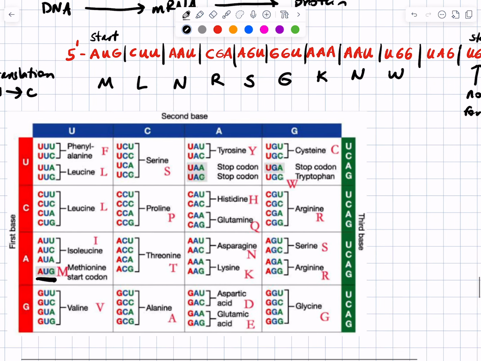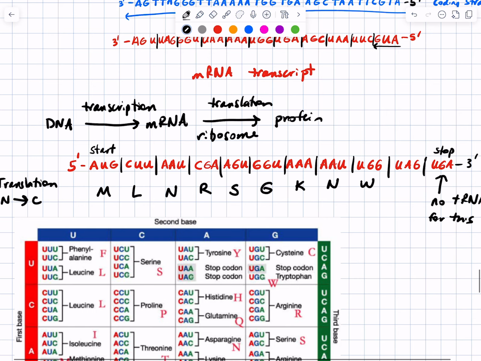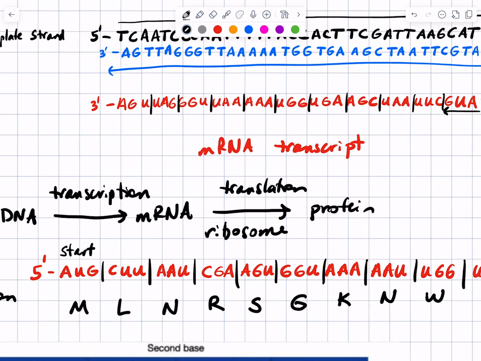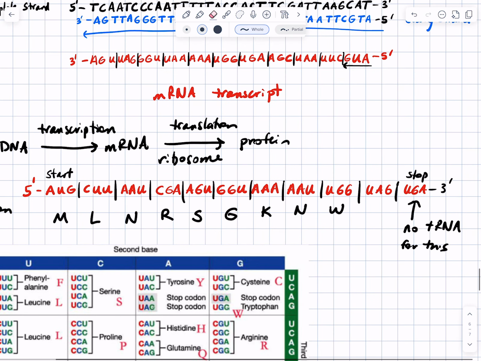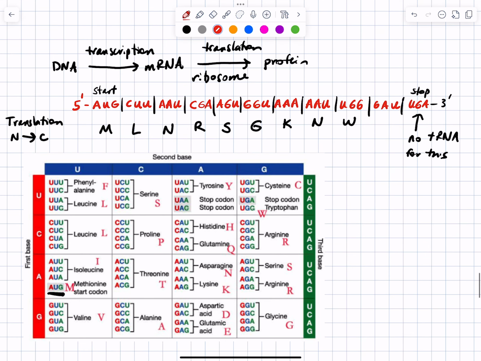UAG is, did we get that one right? Was that really UAG? Oh, I transcribed it, that one should be GAU. I read it backwards wrong. Thank you. GAU. So that is what? Aspartic acid, D. Okay, then we get to stop.